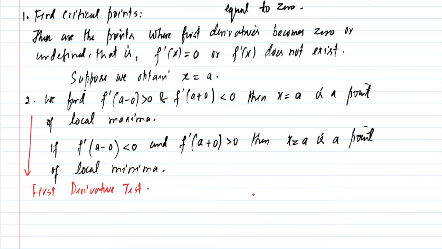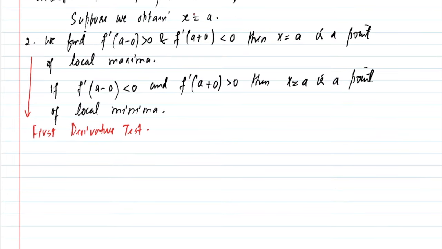So in the first derivative test, what we have to do is first evaluate f dash of x equal to 0 and find the critical points. Suppose x equal to A is a critical point. Then we have to analyze each critical point one by one. Suppose we choose a critical point x equal to A, then we evaluate the derivative of f when x is slightly less than A, and we evaluate the right hand limit of f dash at A.